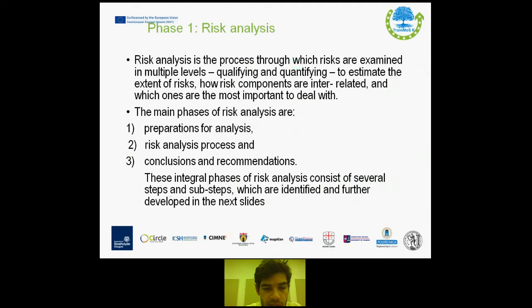Moving to the description of the phases and the stages of each risk management process. Beginning with risk analysis. Risk analysis is the process through which risks are examined at multiple levels, qualifying and quantifying to estimate the extent of risks, how risk components are interrelated, and which ones are the most important to deal with. The main phases of risk analysis are preparation for analysis, risk analysis process, and finally conclusions and recommendations. These integral phases of risk analysis consist of several steps and sub-steps, which are identified and further developed in the next slides.